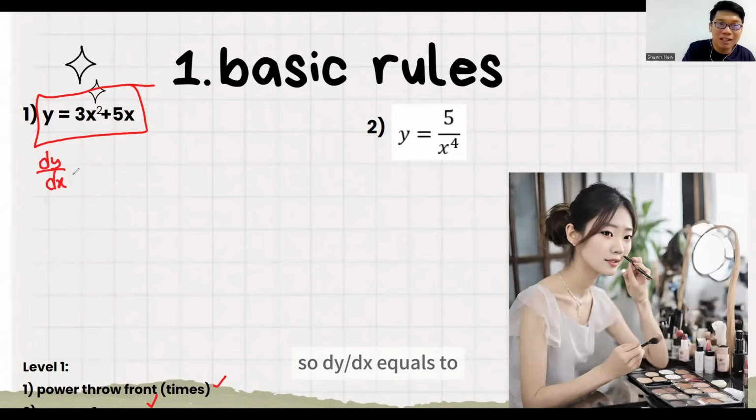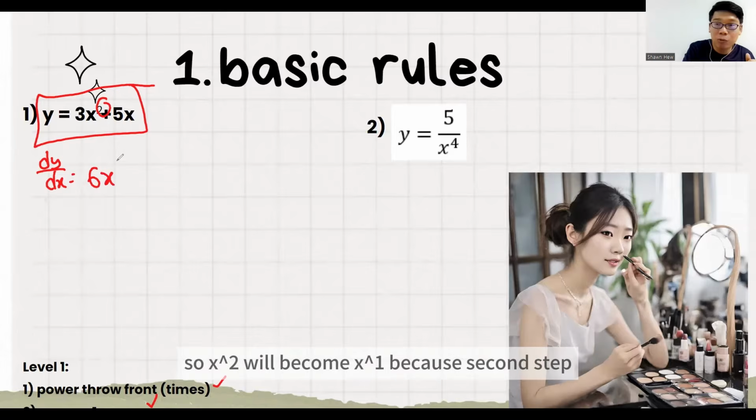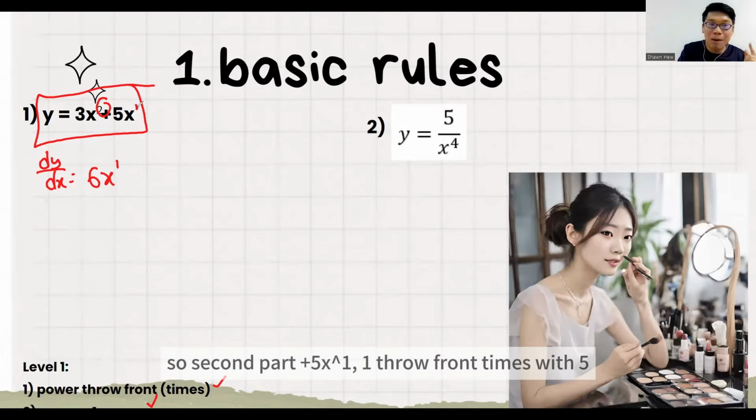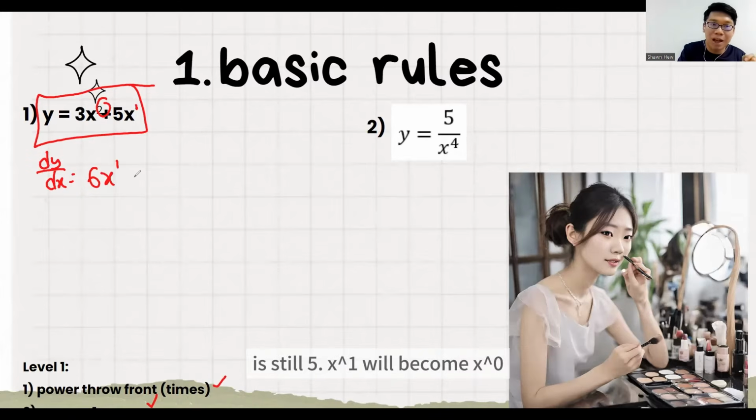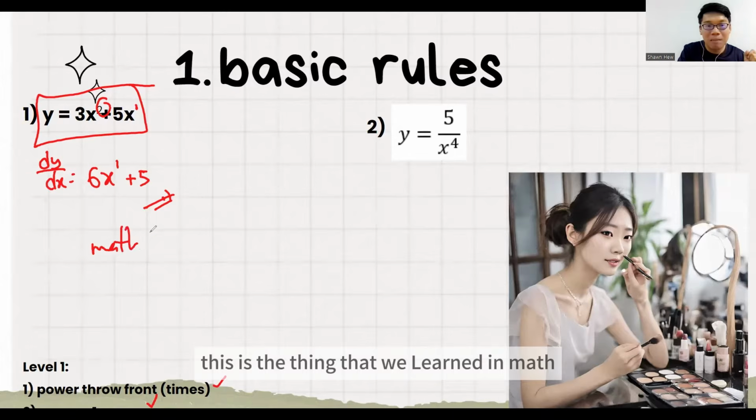So dy/dx equals to power 2 throw front will become 2 times 3, so it will become 6. So x power 2 will become x power 1 because second step, you need to minus 1 for your x. So second part, plus 5x power 1, 1 throw front times with 5 is still 5. x power 1 will become x power 0, which you no need to write. So it's 6x plus 5.